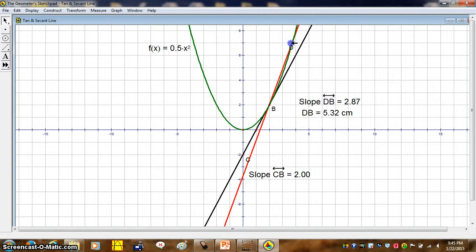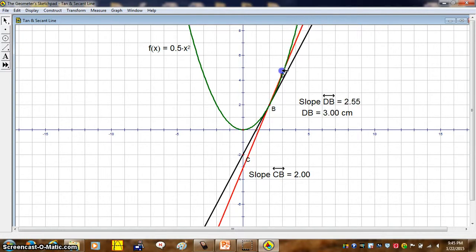I could have also done the same thing using a right-handed limit. In this case, my point D is on the right side of B. And again, you notice the distance of DB is rather large, and also the slope of 3 is not the same as the slope of 2 on my tangent line.